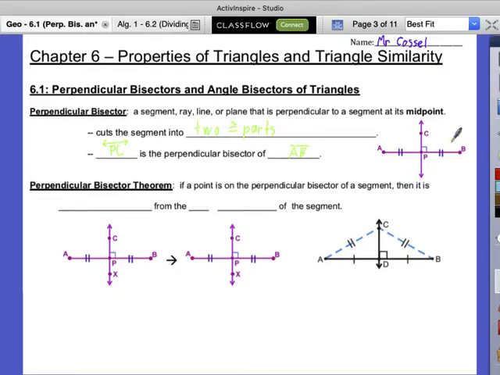Yes, Sarah. Did you do CP? Yep, you can do line CP. Yep. You also can do segment BA.